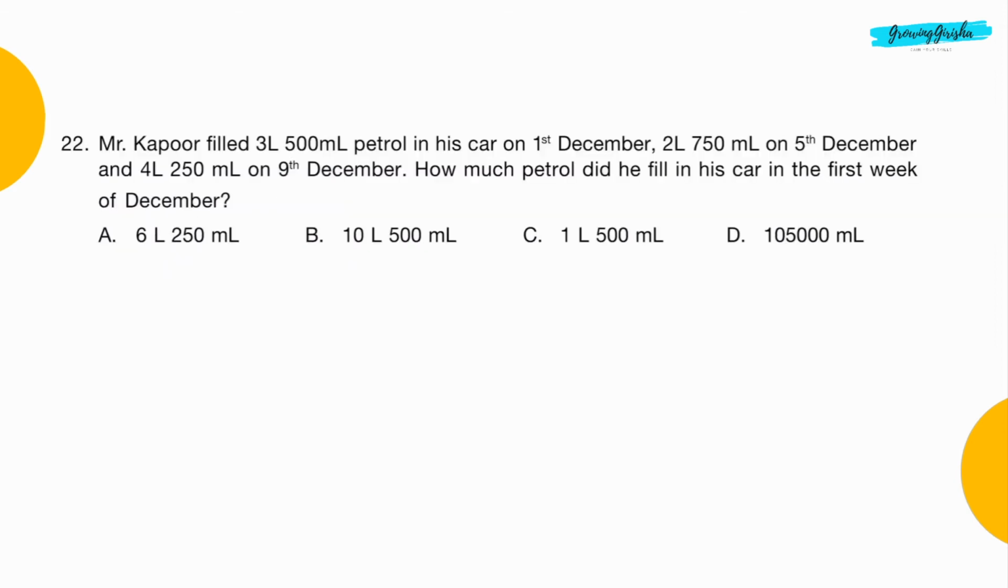Question 22. Mr. Kapoor filled 3 liter 500 milliliter petrol in his car on 1st December, 2 liter 750 milliliter on 5th December and 4 liter 250 milliliter on 9th December. How much petrol did he fill in his car in the first week of December? Option A, 6 liter 250 milliliter.